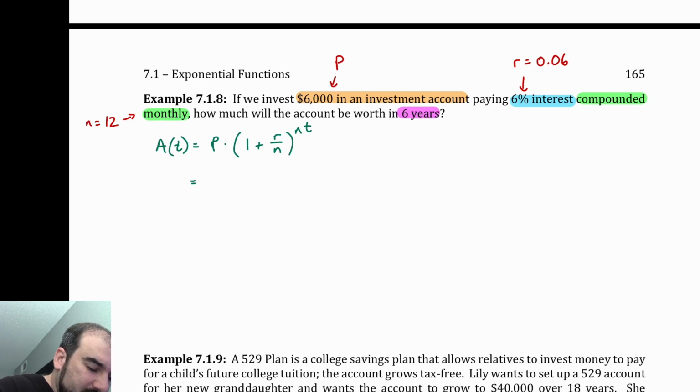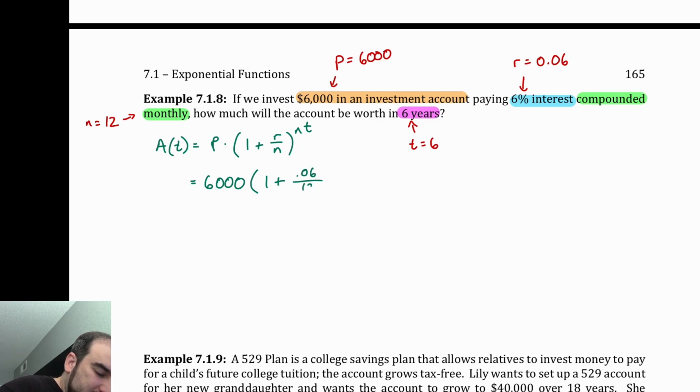And then how much will be in the account? How much will the account be worth in 6 years? That is telling me that T is equal to 6. So T is always in years. So we have all of our values. This is P equals 6,000. And we can plug these into here. So 6,000 times 1 plus... we're just filling in the numbers here. 0.06 for the R, N is 12, so we divide that by 12, and then raised to the N times T, which is 12 times 6, all in the exponent there.